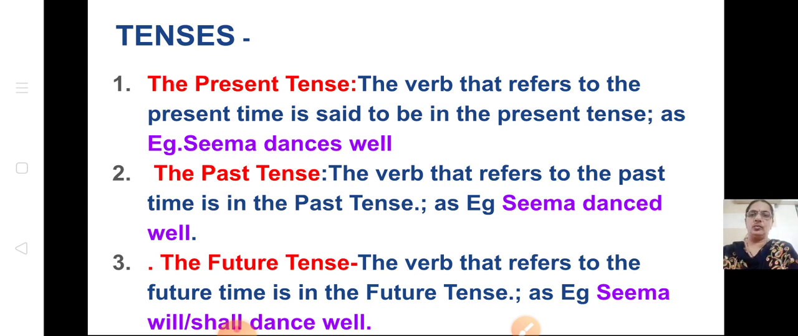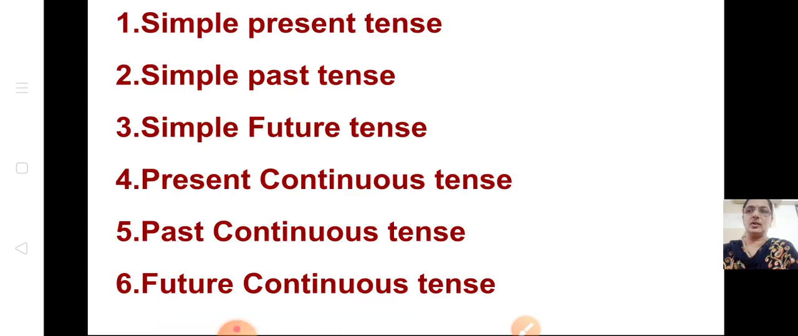Already it is over. Future means it is going to take place. The verb that refers to the future time is in the future tense. Example, Seema will or shall dance well. This is future tense. It is going to happen in the future. So this present, past and future are divided into 12 types of tenses. We'll see that.